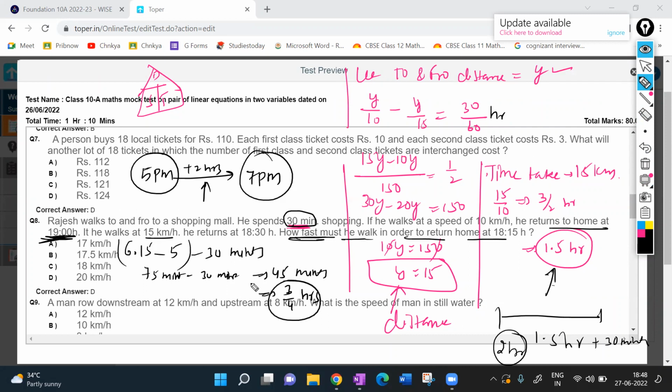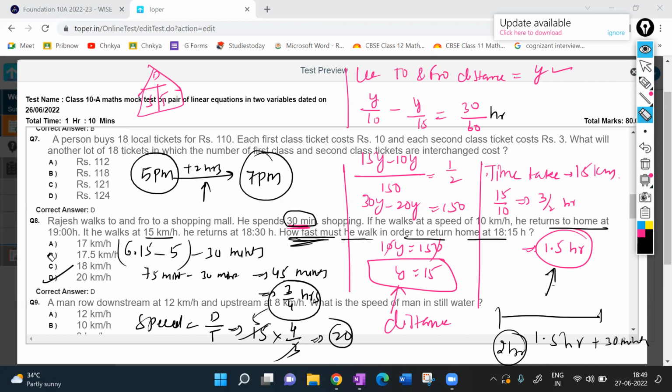Correct? What is he asking? How fast must he walk? What is the speed he is asking? What is the speed formula? Distance by time. What is the distance? 15. What is the time? The time is 3 by 4. So 15 into 4 by 3 will come, which gives 20. That is the answer. Option D is correct.